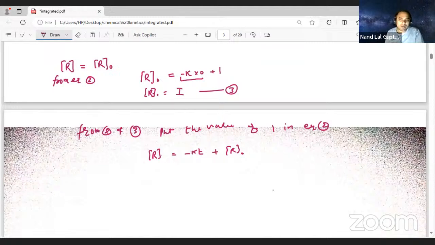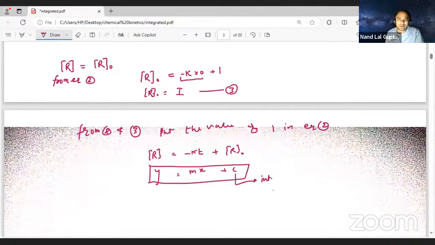Otherwise, one graph you can plot here. Y is equal to mx plus c. Firstly, we are making the graph. If you are matching, c is the intercept, you must be knowing, and m is the slope. On the x-axis you are going to take t, and on the y-axis you are going to take concentration. Please see this one. Is this going to give a positive slope or negative slope?